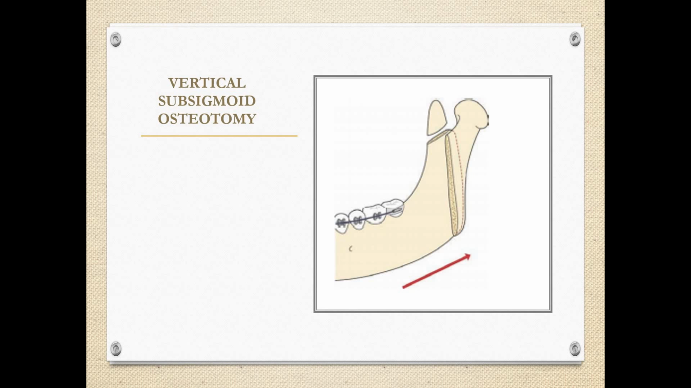Vertical subsigmoid osteotomy. The vertical subsigmoid osteotomy is used primarily to move the mandible backwards for the correction of mandibular prognathism or asymmetry, and involves a cut from the sigmoid notch in front of the condyle, extending vertically down behind the neuromuscular bundle to the angle of mandible.